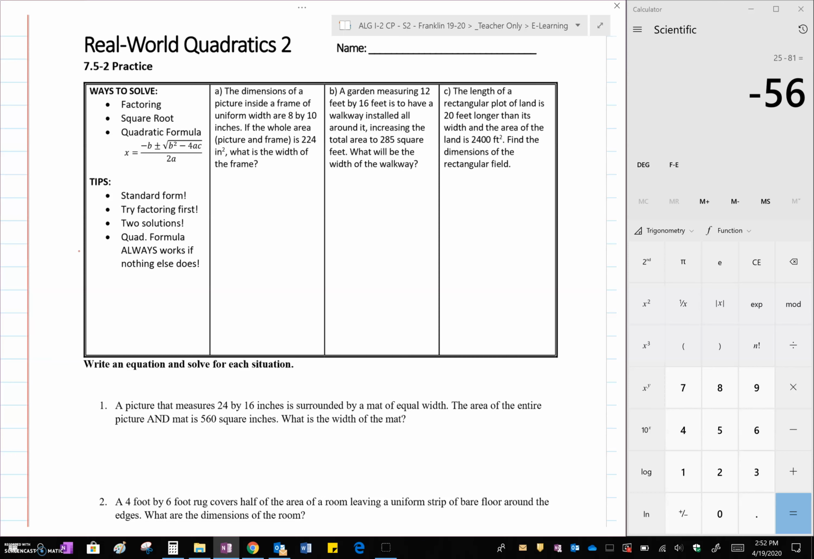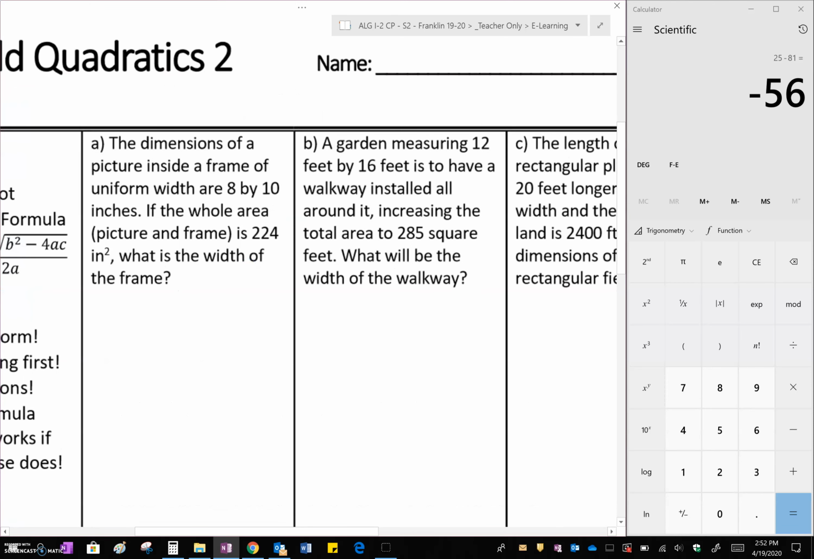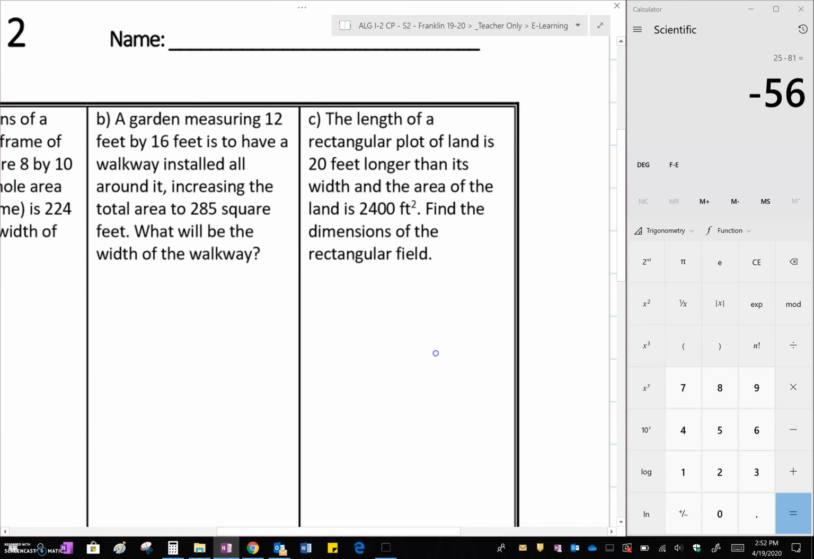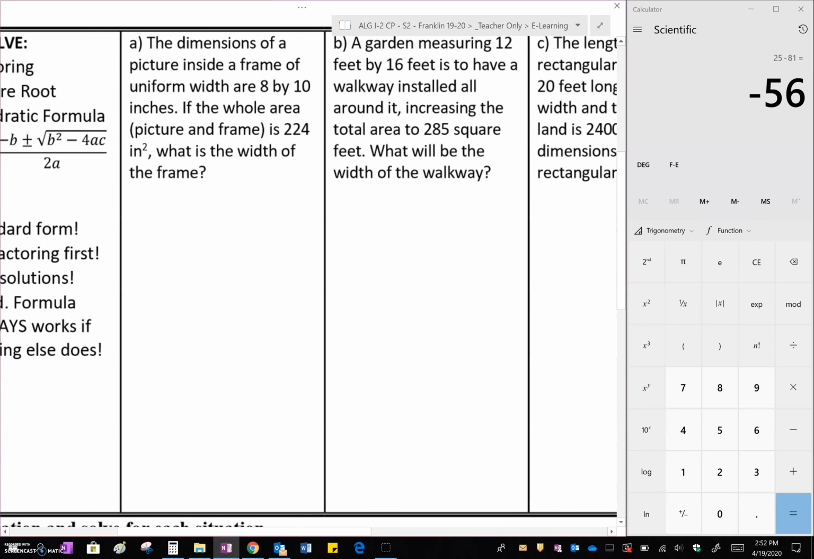So, okay. Some of these examples we have done, one of them anyway, but there's another type I want to look at. So it's a little different than the one we did earlier in the week, but it is very similar. So, first example. The dimensions of a picture inside a frame of uniform width are 8 by 10 inches. If the whole area, picture and frame, is 224 inches squared, what is the width of the frame?